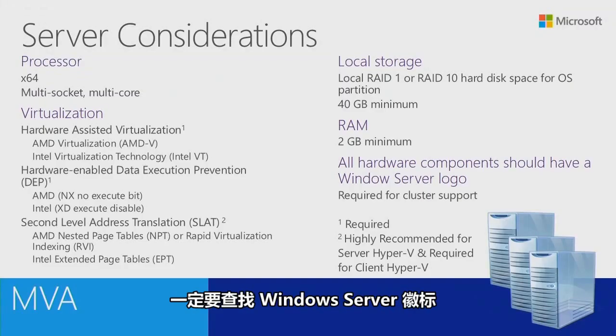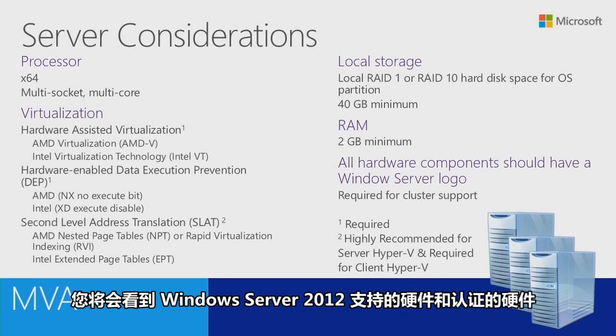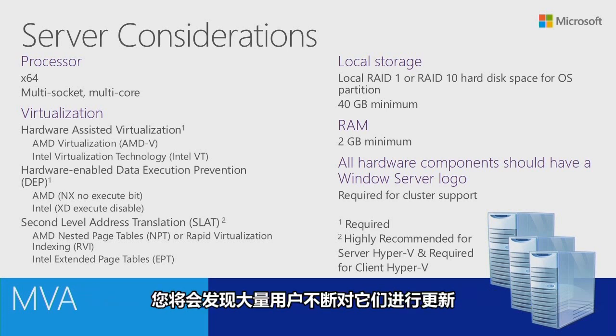So finally, another thing to remember is definitely look for the Windows Server logo. Certified, we have online the Windows Server catalog. On the Windows Server catalog, you'll see hardware, you'll see supported hardware, certified hardware for Windows Server 2012. And you'll see a bunch of folks are constantly updating that. You'll see both hardware as well as software solutions.